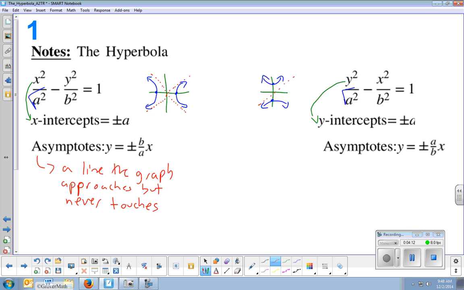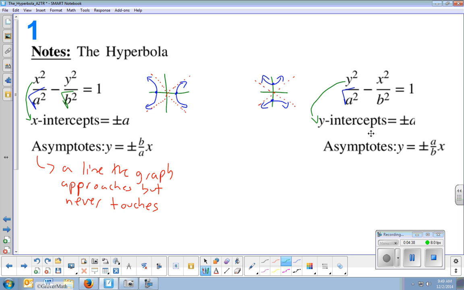And so a lot of what we do is determine not just the intercepts, which is pretty easy, but also the asymptotes. And that's slightly different between the two types. For the lead variable x squared type, it's, again, the square root of the numbers below x and y give us a and b. And so it's the square root of the b over the square root of the a, which gives us b over a. And it's plus or minus that.